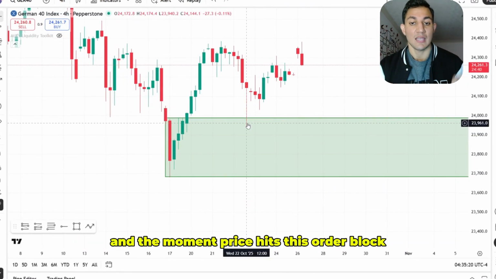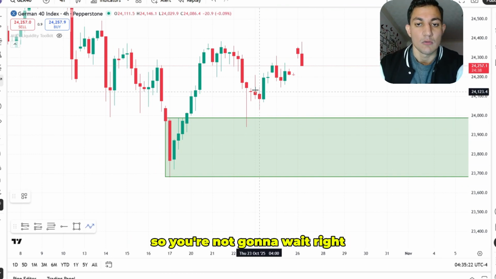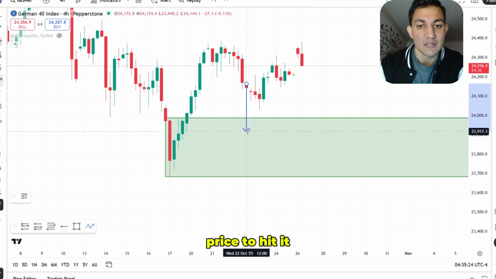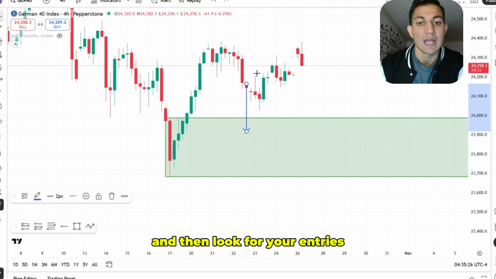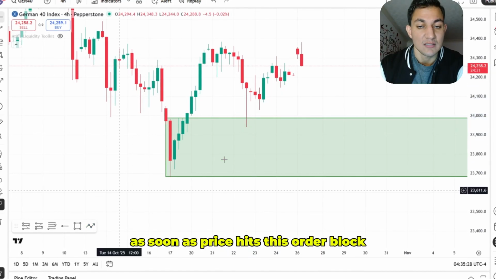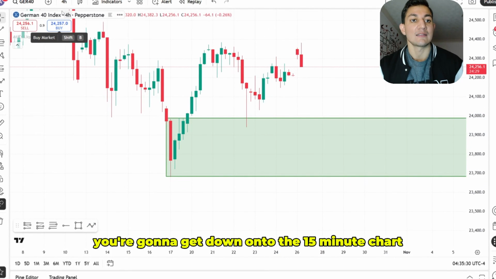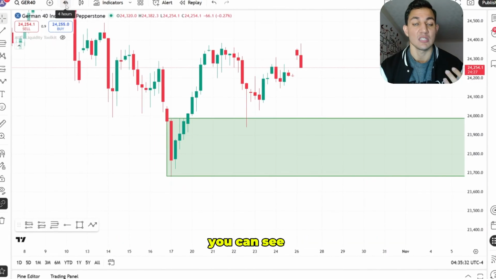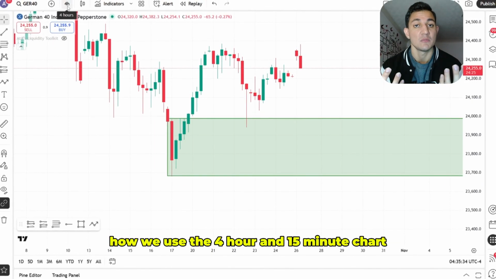And the moment price hits this order block, you're not going to wait on the 4-hour chart for price to hit it and then come all the way up and then close and then look for your entries. As soon as price hits this order block on the 4-hour chart, you're going to get down onto the 15-minute chart. So you can see how we use the 4-hour and 15-minute chart together.